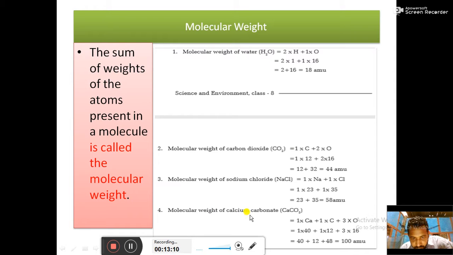Molecular weight of calcium carbonate, CaCO3, that is 1 into calcium plus 1 into carbon, and this 3 is only for oxygen. So 3 into O, oxygen, 1 into 40, 1 into 12, you are getting 100 AMU as the molecular weight. And this question is also asked sometimes. We will get questions like what are subatomic particles or the molecular mass of calcium carbonate. You are getting just this much question from this chapter, but this chapter is quite important.